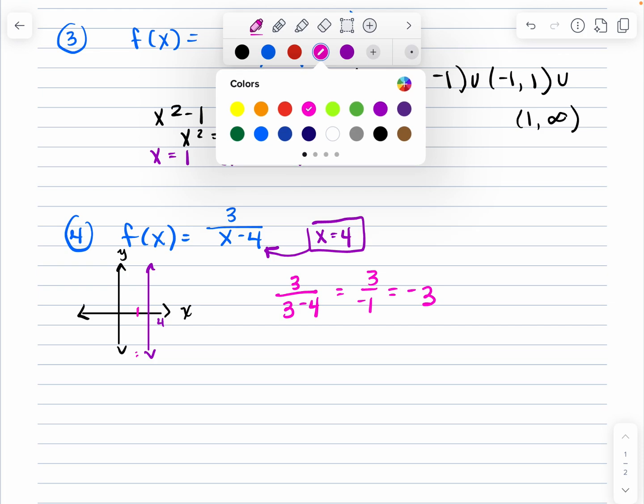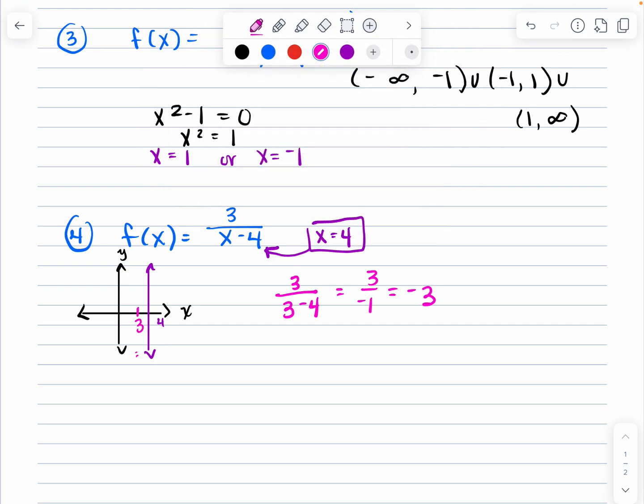We know that at 3 we ended up with a negative number, so this part of the graph is going to be down here somewhere. Again, I don't know exactly where it's at, but we know it's going to be negative. I'm going to guess that the other side is positive, but if you would like to go check, you're more than welcome to do that.